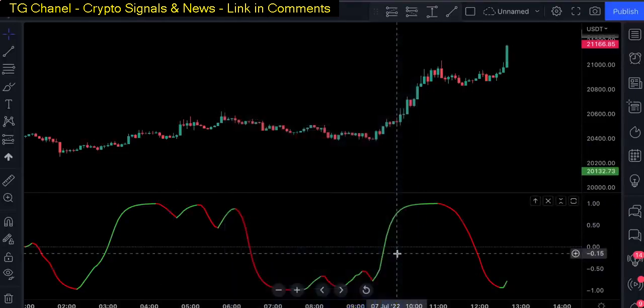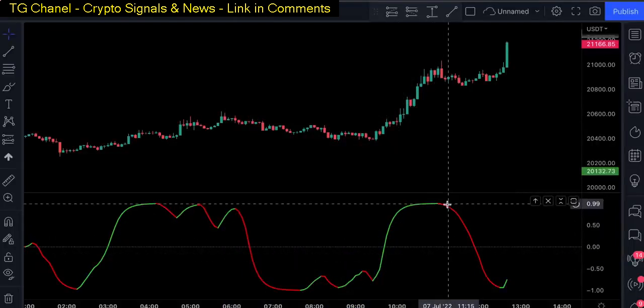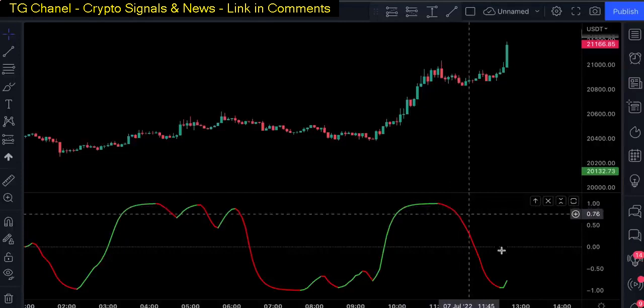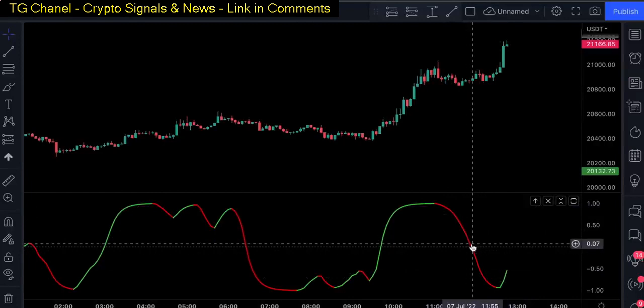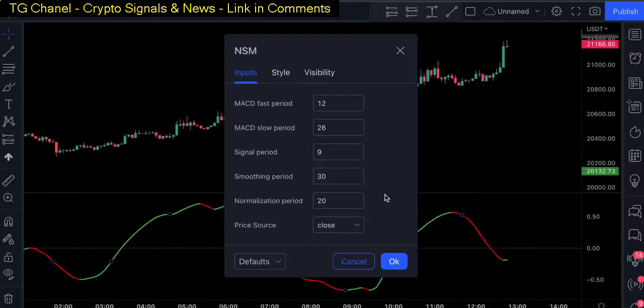Now let's understand how this indicator works. Every time the MACD line changes its color from green to red, this indicates that the price momentum has changed from bullish to bearish. And exactly the opposite is true when the line changes from red to green. You can use these signals for entries, however I would highly recommend making some adjustments to the indicator first. In the input section, let's change the smoothing period from 5 to 30 and the normalization period from 20 to 30 as well.